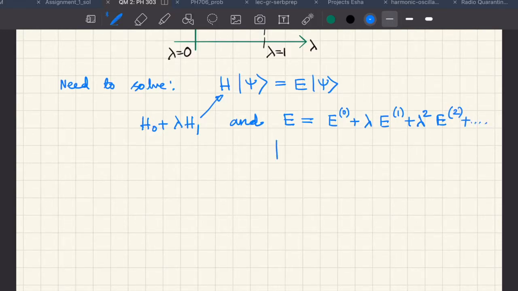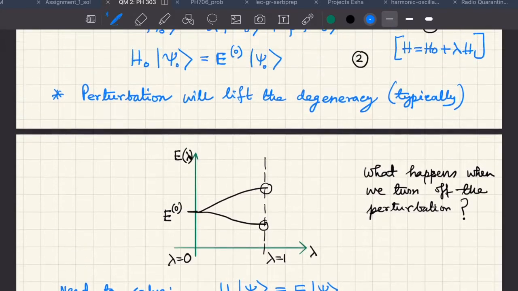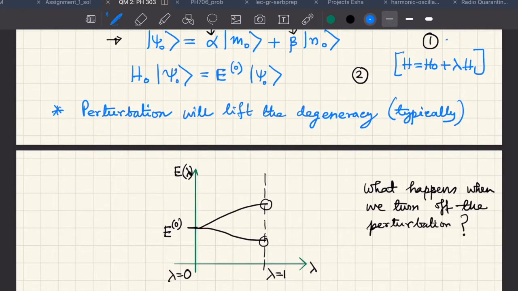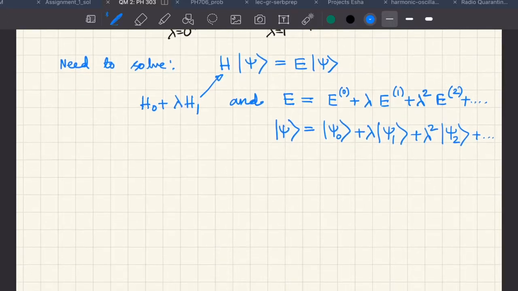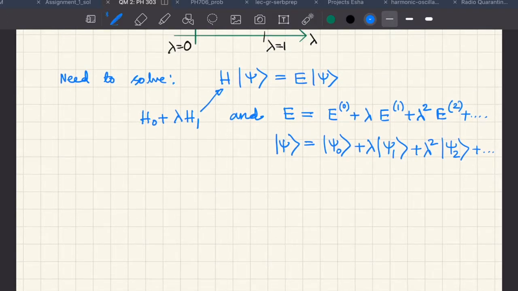And also our ket psi will be ket psi naught, the ket which we have written here as in equation 1, the unperturbed ket, plus lambda times the first order correction to the state ket plus lambda square times the second order correction to the state ket, and so on and so forth. Therefore, I am not going to elaborately discuss this, because we have done this several times by now.